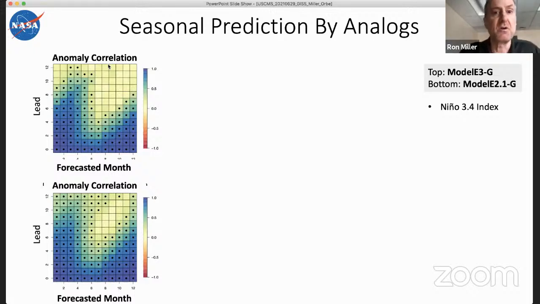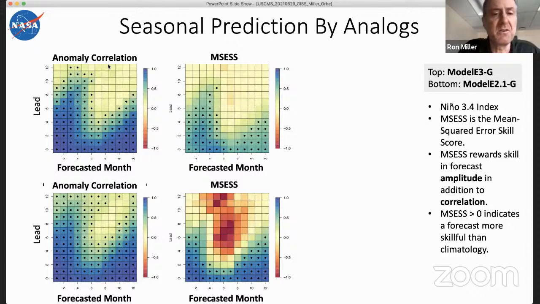So to incorporate amplitude effects, Nathan is looking at something called the mean squared error skill score, which includes amplitude effects. You can see for E3 on the top, the results are qualitatively the same. However, for E2.1G, we have prominent amplitude errors that really degrade our forecasts, especially around the spring predictability barrier. The red colors show where this skill score is less than 0. This is a place where the forecast is less skillful than climatology.